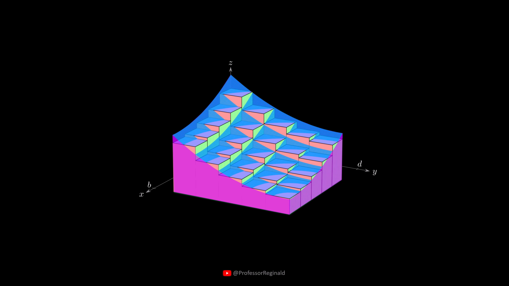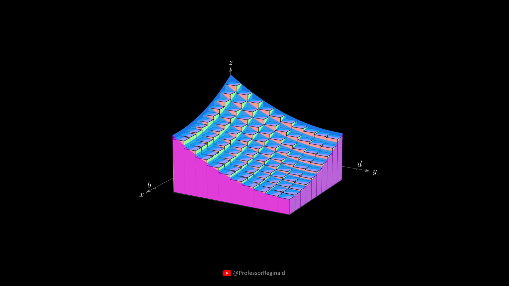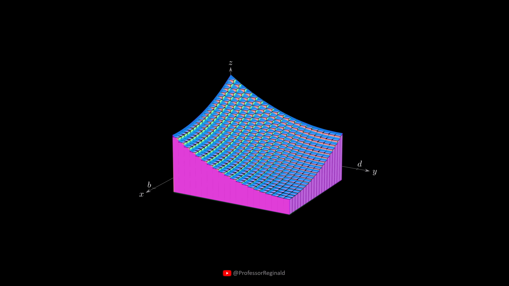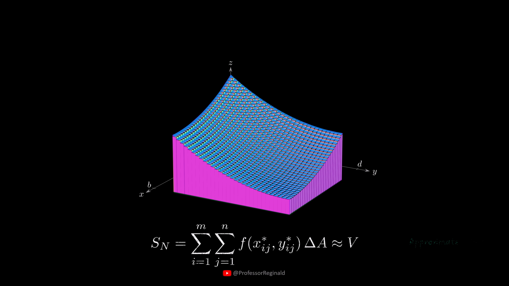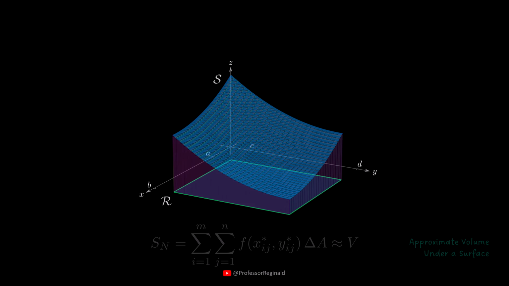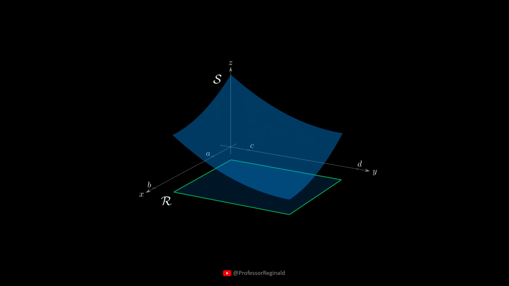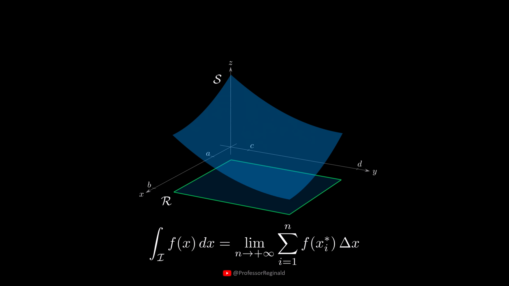Regardless of which sample point is used, as the size of the rectangular subregions is decreased, more rectangular parallelepipeds can be used to approximate the shape of the entire solid. Hence, the double Riemann sum represents the approximate volume under a surface. Recall that for a function of one variable, its definite integral over a closed interval is the limit at positive infinity of the corresponding Riemann sum.